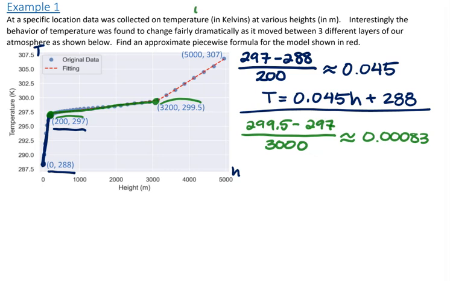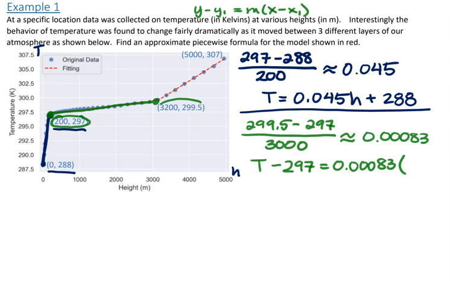And since these are fairly messy, I think I'll use my point-slope formula. If you don't remember that one, it's y minus y1 equals m times x minus x1, where m is your slope and (x1, y1) is any point on the graph. So I'm going to use (200, 297) as my point. So I will say y, which is actually T for me, minus the y-coordinate, 297, equals the slope times x, which is h for us, minus 200.